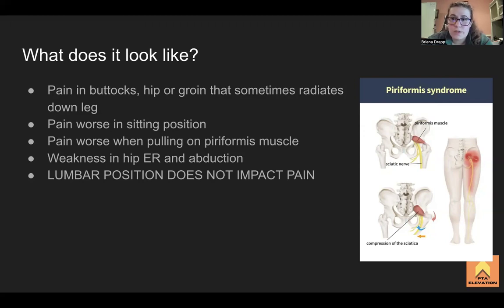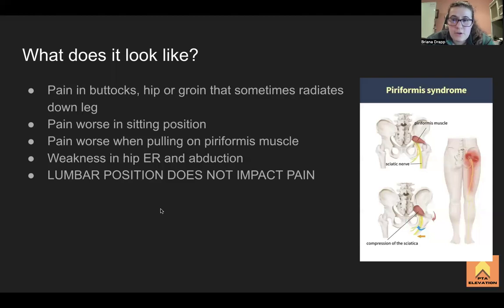Now, if it was a true radiculopathy, like a herniated disc or stenosis or spondylolisthesis, that could cause back pain. But this is located just in the hip and then can go down the leg. So it's not going to go up, it's going to go down. Nerve pain shoots down. And as I said before, because of sitting position, you're going to have increased pain on that piriformis musculature. And because of that increased pain in that sitting position, that's where you're going to end up having more pressure and more nerve symptoms.